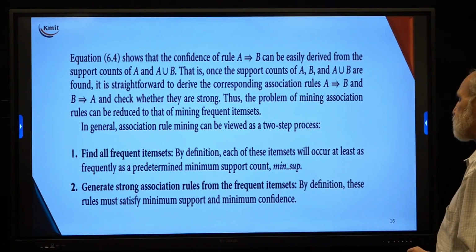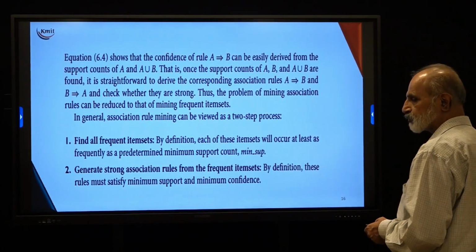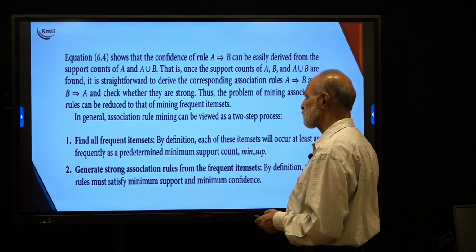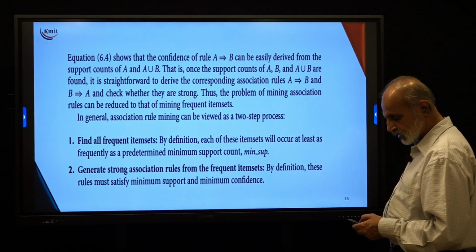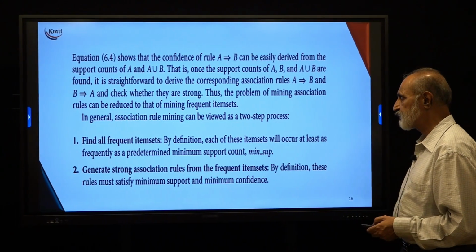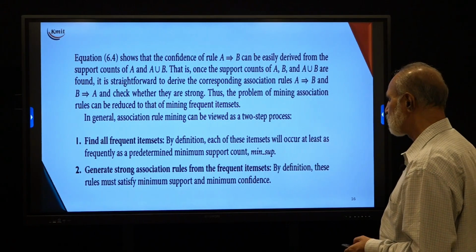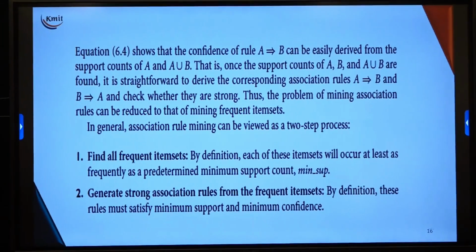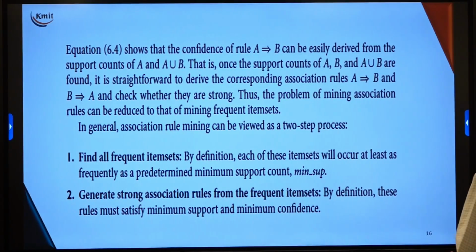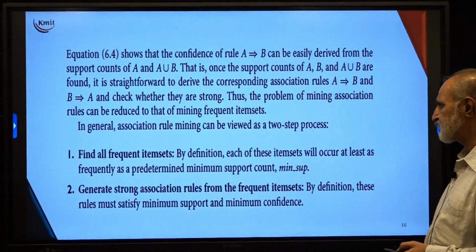This equation shows that the confidence of the rule A implies B can be easily derived from the support counts of A and A union B. That is, once the support counts of A and A union B are found, it is straightforward to derive the corresponding association rule and its confidence and check whether it is strong or weak. Thus, the problem of mining association rules can be reduced to mining frequent itemsets.